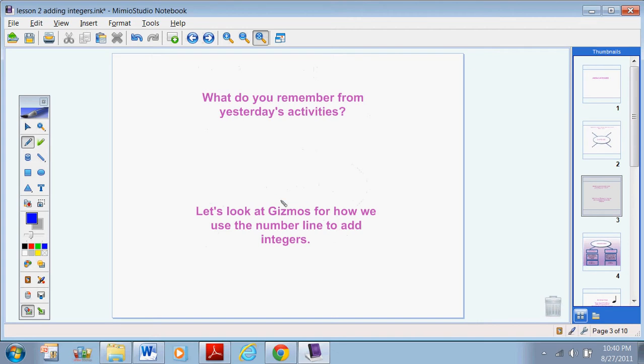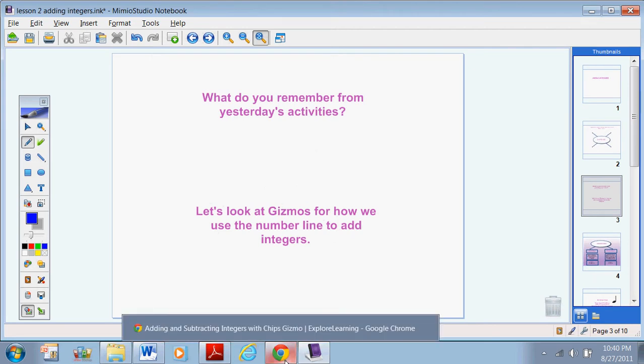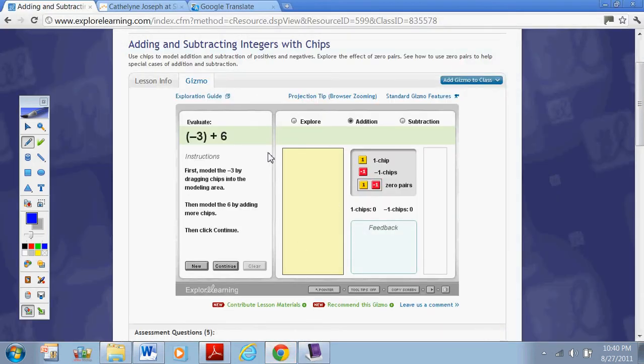Now let's go ahead and take a look at Gizmos to see some examples using integer chips on how we add integers. So we have the yellow chips. In class we actually use them, but if you're not in class, this is a good way to actually see it. So here you have -3 plus 6. So 3 is negative. We are going to start with 3 negative chips, and then to that -3 we are going to add 6 positive chips.